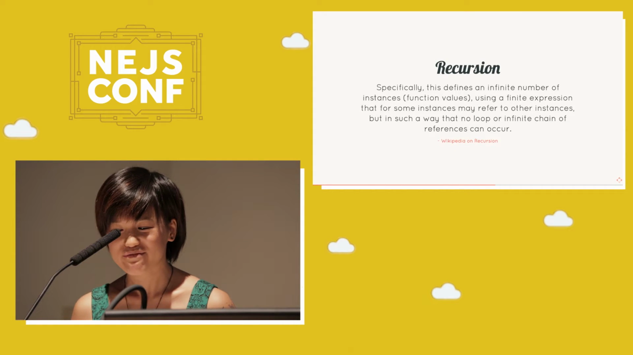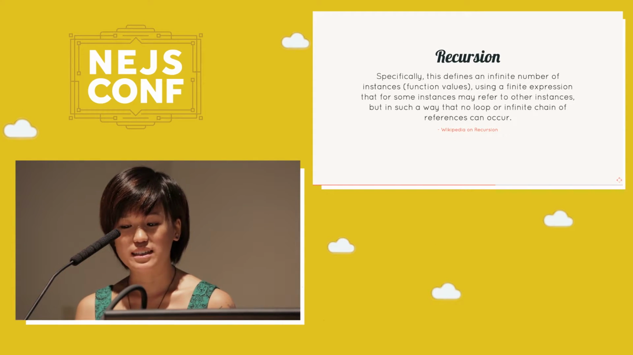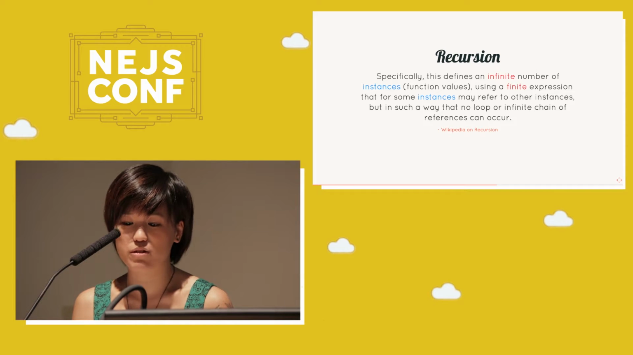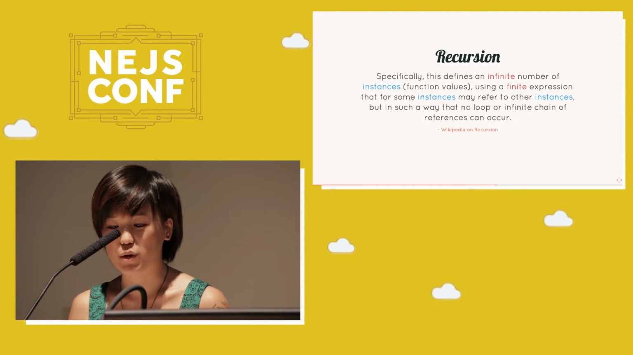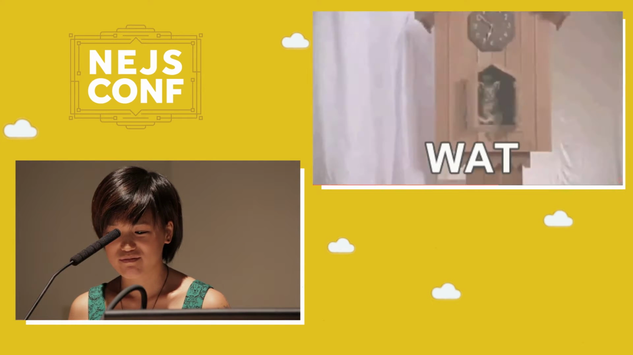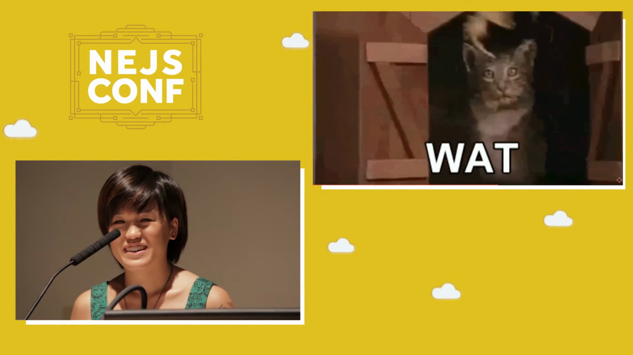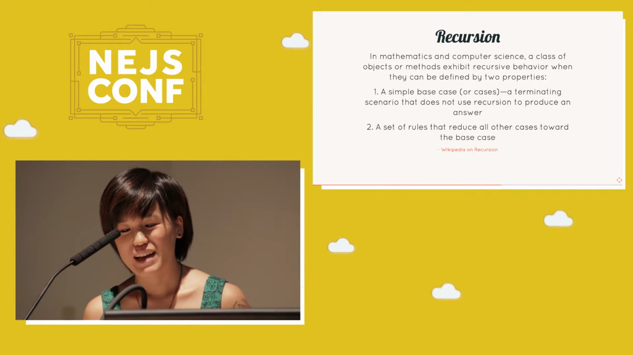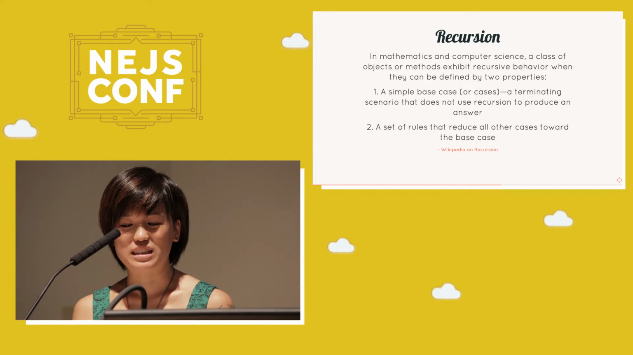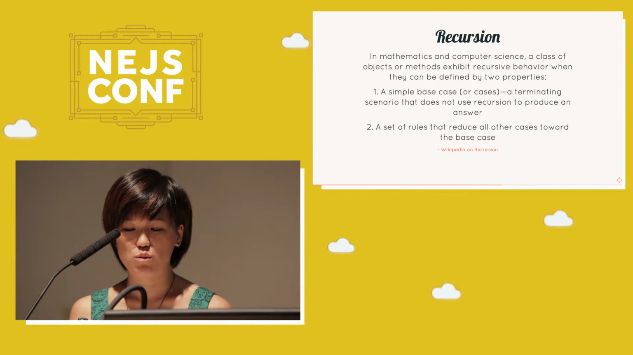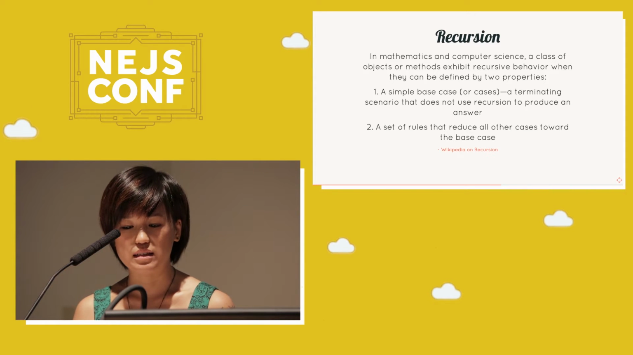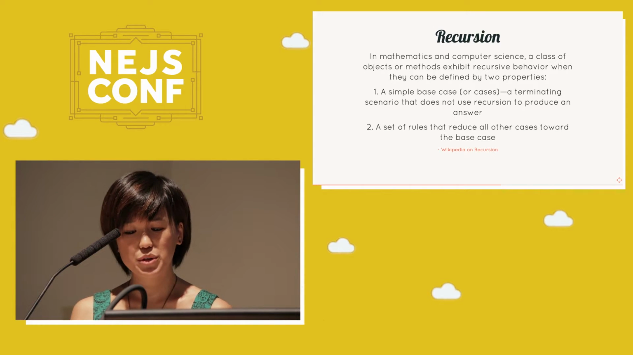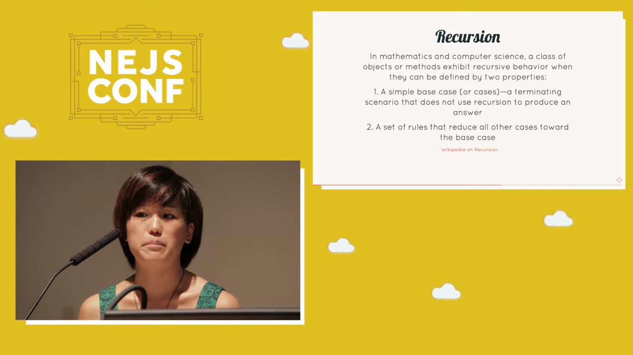Let's keep reading. Recursion, specifically, this defines an infinite number of instances or function values using a finite expression that for some instances may refer to other instances, but in such a way that no loop or infinite chain of references can occur. So Wikipedia still has more to say. In mathematics and computer science, a class of objects or methods exhibit recursive behavior when they can be defined by two properties: a simple base case or cases, a terminating scenario that does not use recursion to produce an answer, and then number two, a set of rules that reduce all other cases towards that base case.